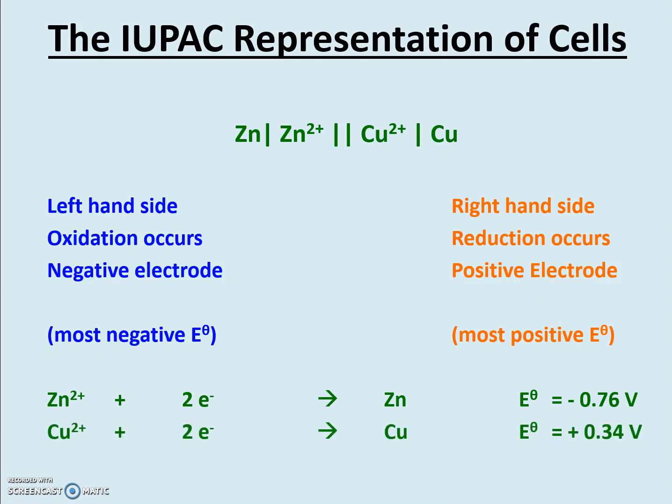Okay, so if we look at the two electrode potentials in this system, the zinc 2+ gains 2 electrons to make zinc. It's got an electrode potential of minus 0.76 volts. Conversely, the copper 2+ to make copper has an electrode potential of plus 0.34 volts. Okay, so you can see here that the zinc 2+ zinc electrode is more negative.